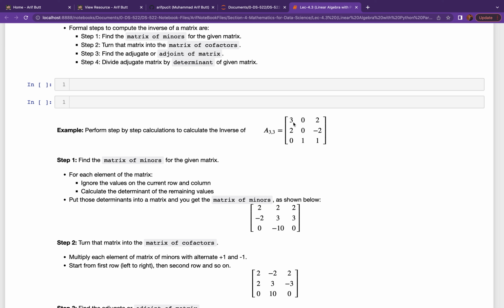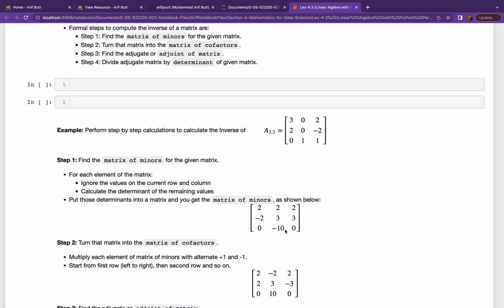For example, for this 3, ignore this column and this row. We have this matrix of minor 0, minus 2, 1, 1. You compute the determinant of this. 0 into 1 is 0, 1 into minus 2 is minus 2. So 0 minus minus 2 is plus 2. So we have a plus 2 over here.